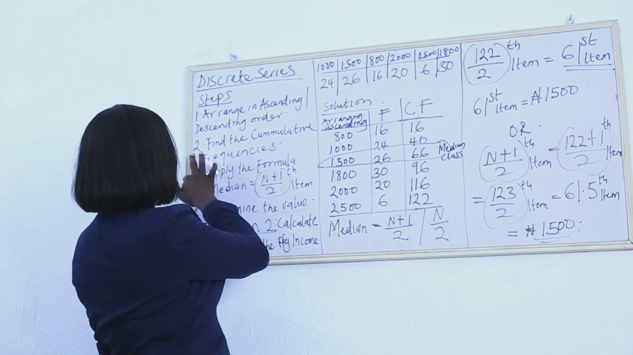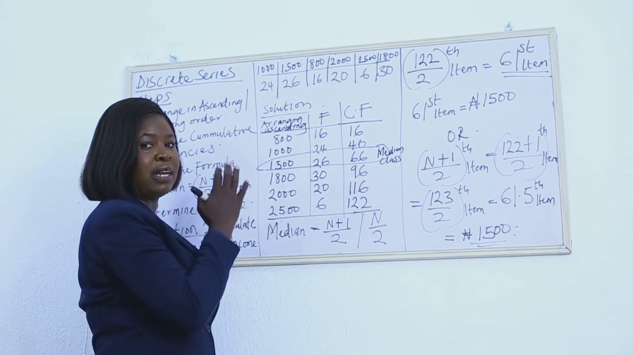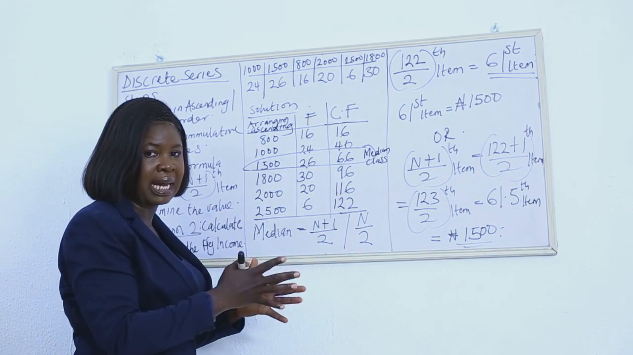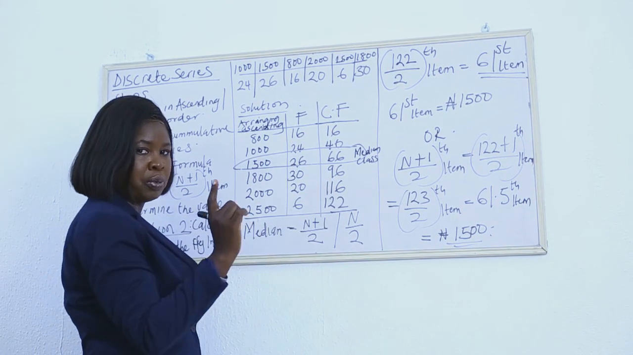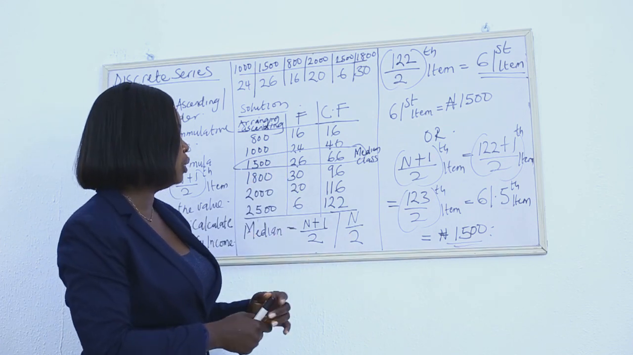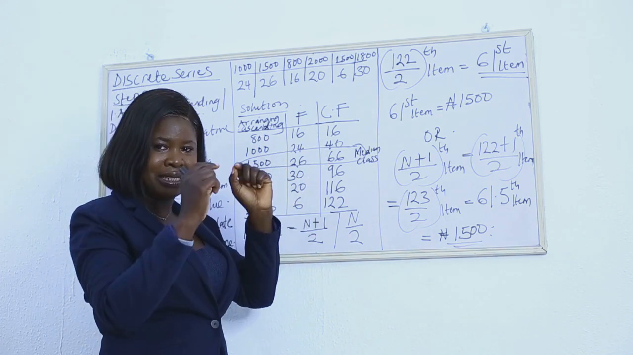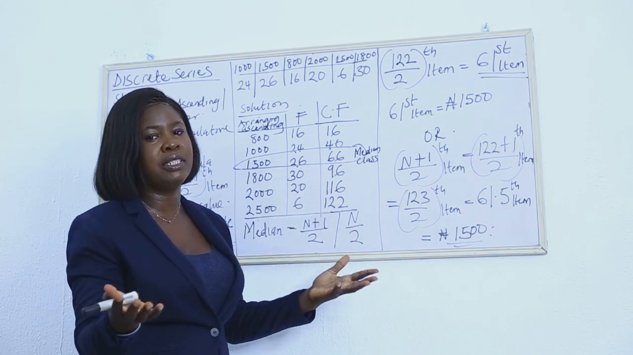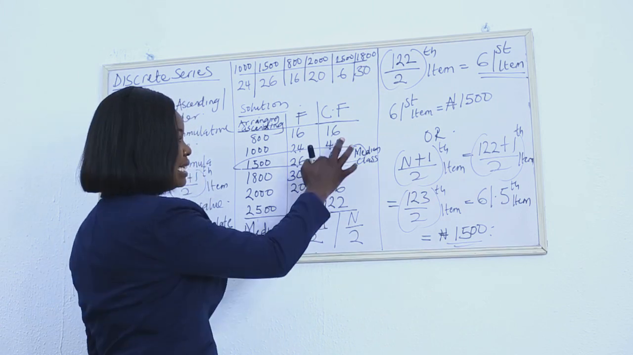And the next step says find the cumulative frequencies. It means add up all the values, but systematically, not just adding up the values. If I decide to add up like this, I get 122, but that is not the way. It is a systematic approach of adding up the values. The first value would be, we assume that it is the actual value, or we add by 0 so that we don't get confused. So 16 plus 0, we get 16.